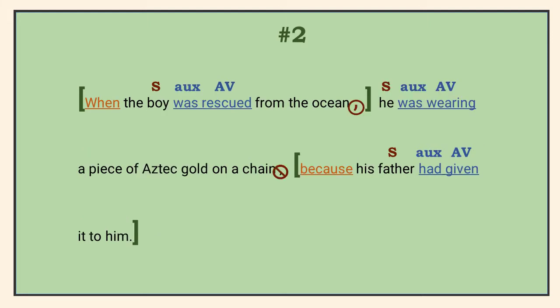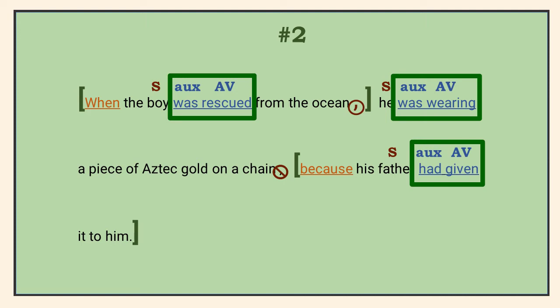Number 2. We have three clauses. An adverbial clause that tells when he was wearing. It's before the independent clause, so we need a comma. A clause that tells why he was wearing and comes after, so no comma. And then the independent clause. Don't forget to identify auxiliaries and modal auxiliaries as part of verb phrases.